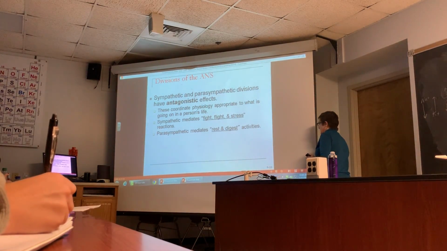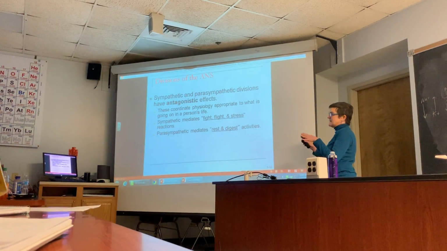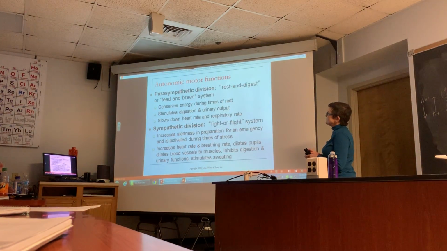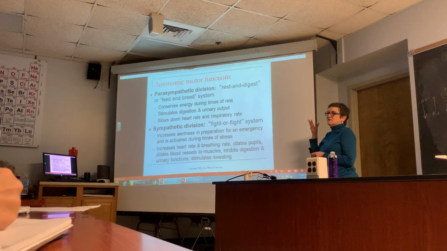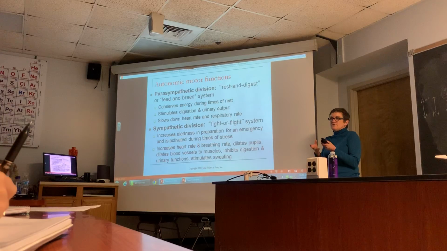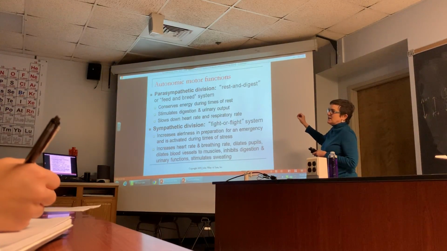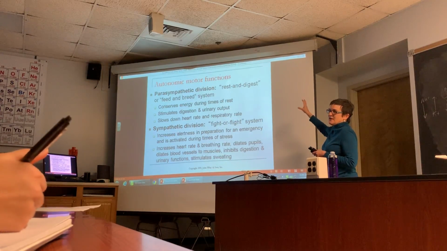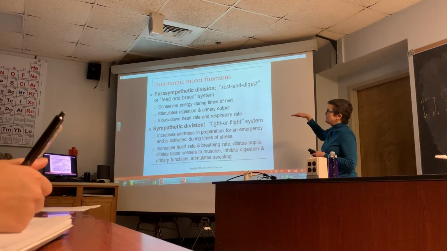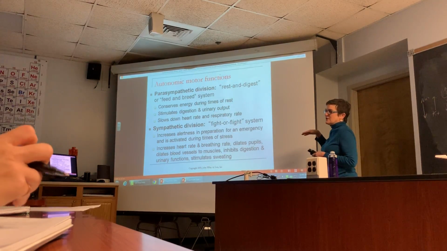Parasympathetic division, on the other hand, mediates what we call rest and digest activity. So at rest, that's the division that's most active. It's also called the feed and breathe system, because parasympathetic division not only stimulates things like digestion, urinary output, it also facilitates certain reproductive activities, especially during sex. So it's very active during that time. So feeding and breathing, or resting and digesting, all of that is controlled by parasympathetic, so it conserves energy, it stimulates digestion and urinary output, it slows down your heart rate, slows down the respiratory rate.